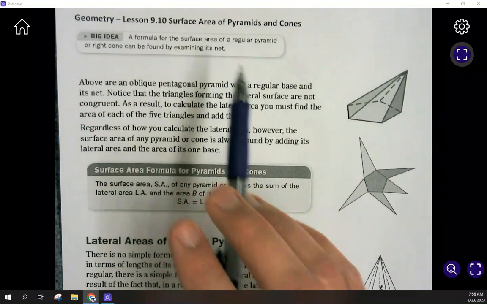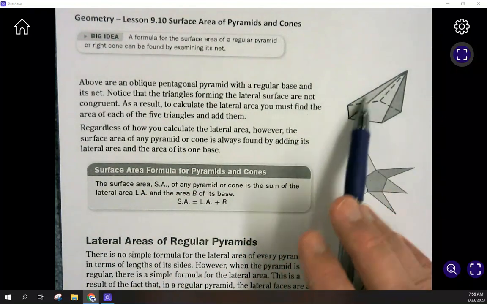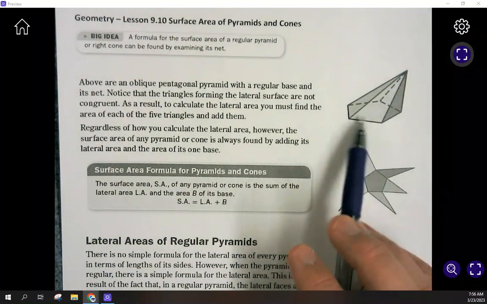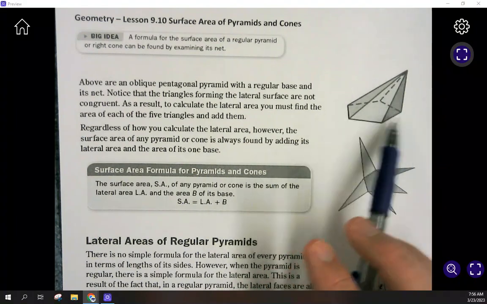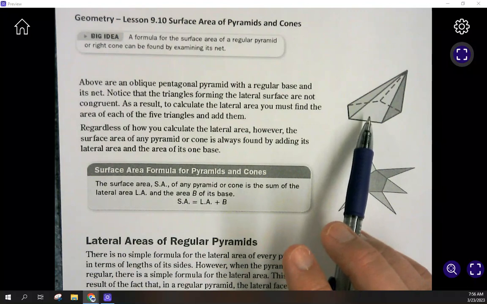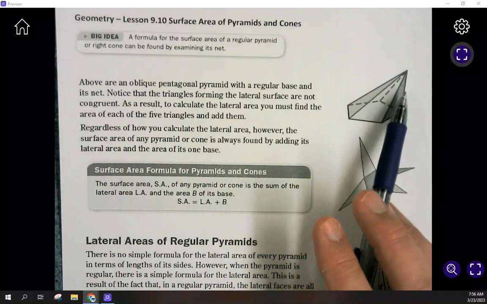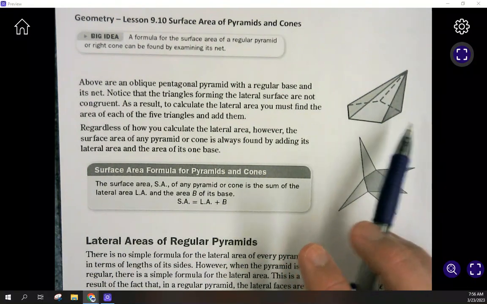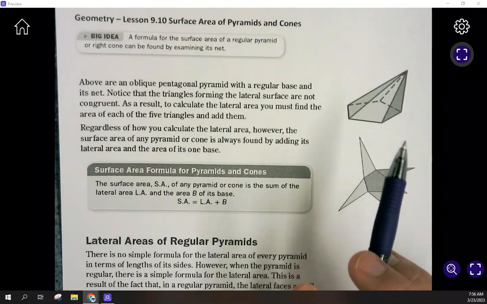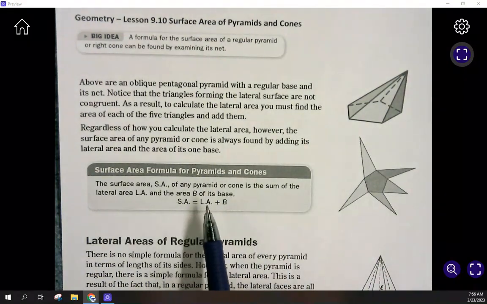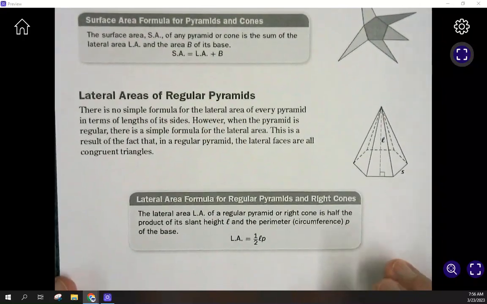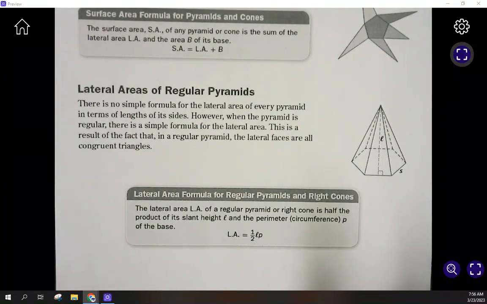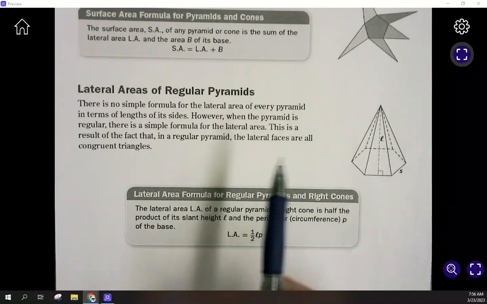Now remember what surface area actually represents is the material on the outside. We're not filling it in. It's a hollow shape. So if this was a cardboard box in this shape for whatever reason, we would be calculating the amount of cardboard it takes or the amount of material it takes to create the outside of that hollow box. So it's always lateral area plus the area of the bases. But we're specifically going to look at regular pyramids, and cones will fall under this as well, right cones.